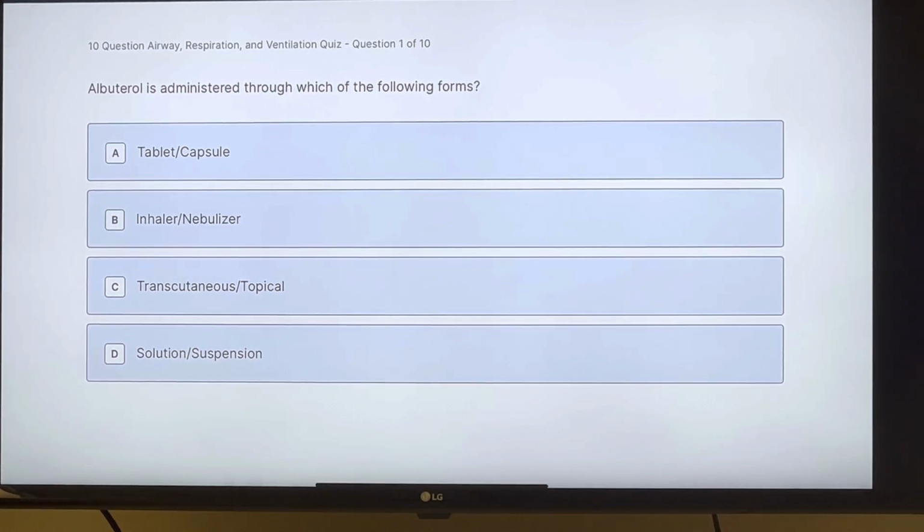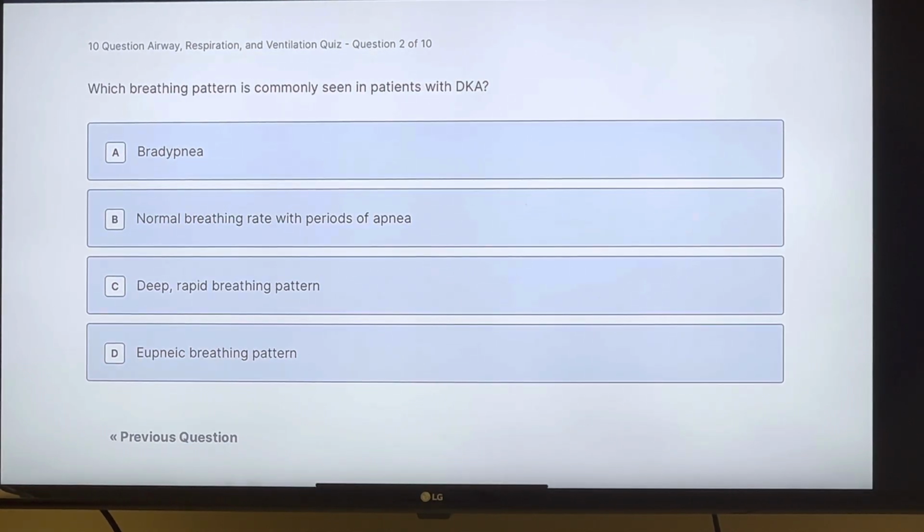Albuterol is administered through which of the following forms? That's gonna be C. B. A says tablet or capsule. B says inhaler nebulizer. C, transcutaneous. D, solution. You say what? B. Nebulizer.